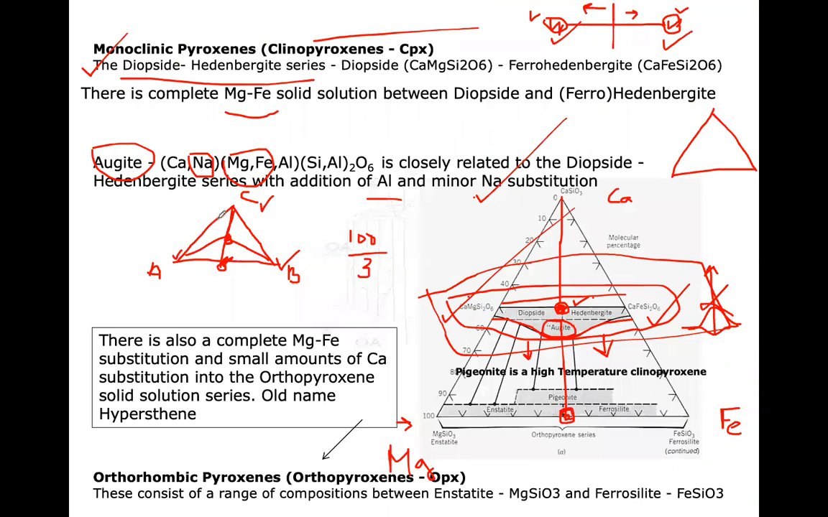Now, is it clear? These two compositions, the diopside-hedenbergite series and the augite composition, right?